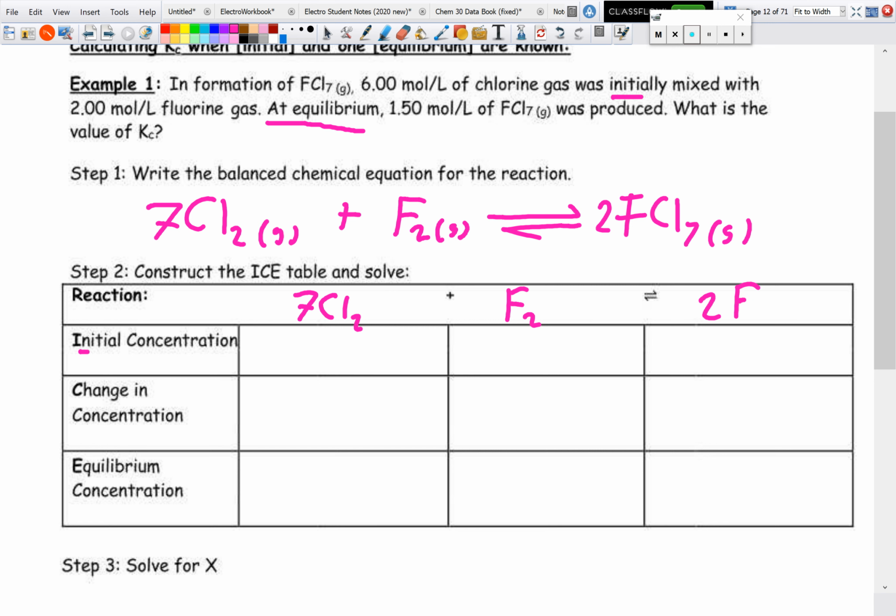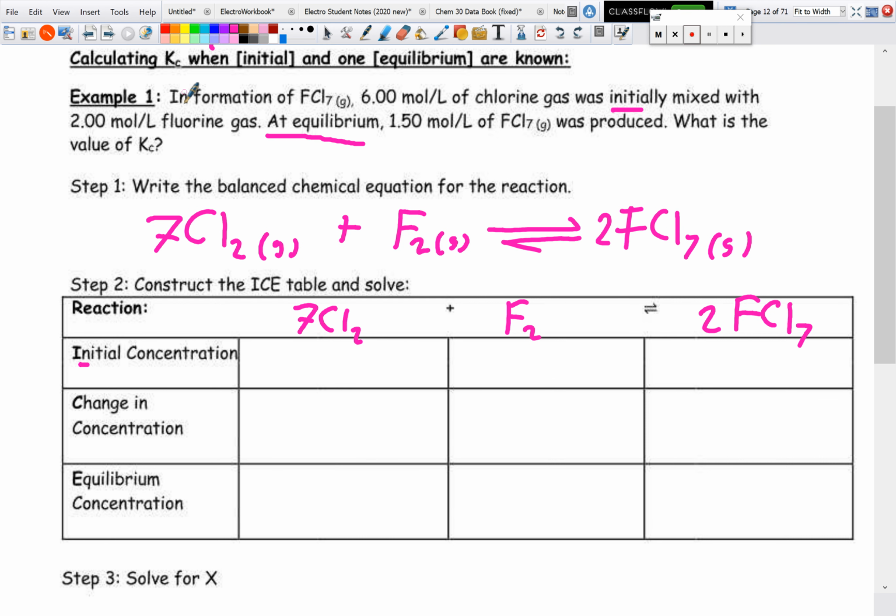Like this. Now, initial concentrations we're going to get from the question. So in the formation, 6 moles per liter of chlorine gas was initially mixed with 2 moles per liter of fluorine gas. So that means our 6.00 moles per liter was initially mixed with our 2.00, and that's it. Now, it says at equilibrium 1.5 moles of fluorine heptachloride was produced. Now, this is at equilibrium, that's down here.